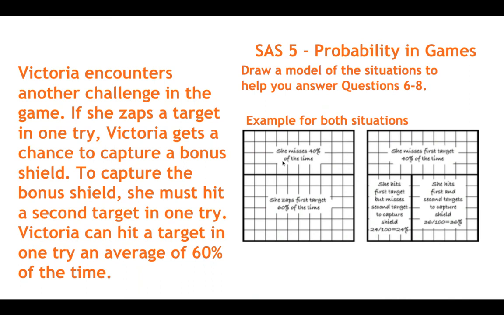She misses 40% of the time. She zaps the first target 60% of the time. This is the situation in the first try. All right, this is both tries together. She misses the target the first time 40% of the time. But out of the 60% of the time, she hits the target 60% of the time on every try. So out of this 60% that's left, only 60% of it will get hit. So 0.6 times 0.6 is 0.36. And 0.36 from 0.60 is 0.24, and that's what's remaining: hits the first target, misses the second.